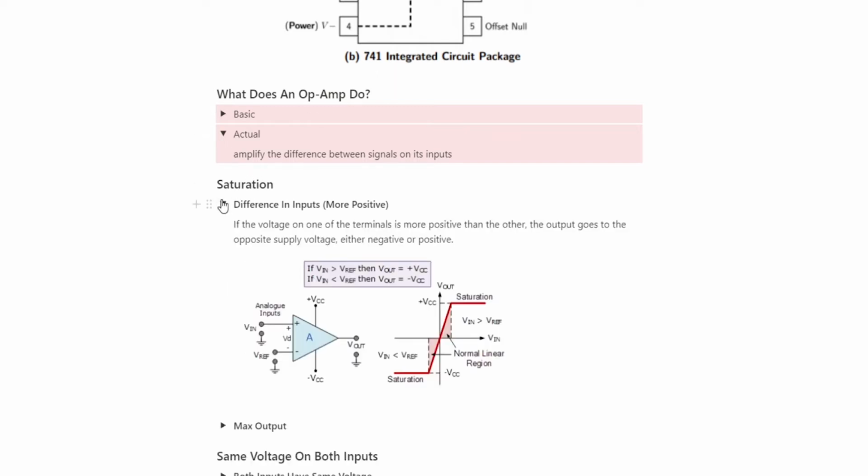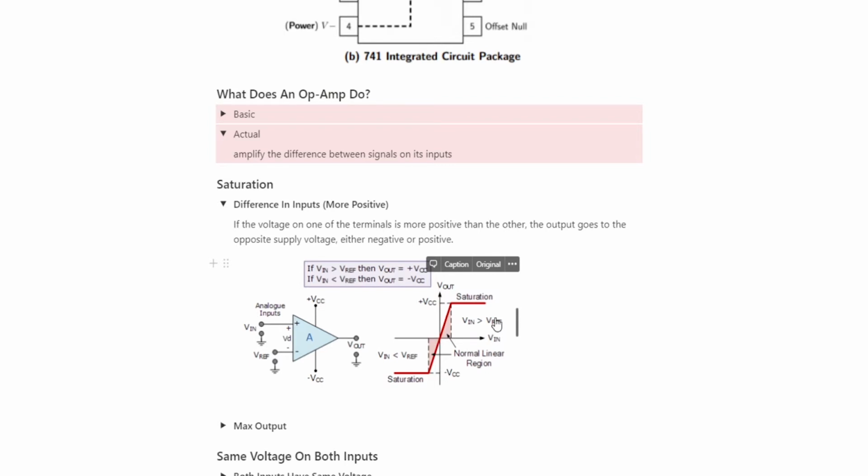So if the voltage on one of the terminals is more positive than the other, the output goes to the opposite supply voltage, either negative or positive. You got a voltage, let's say you got voltage in coming in here, and it's more positive than voltage out, then V in will come down to here.